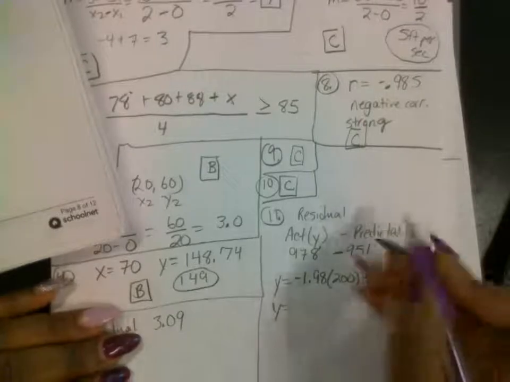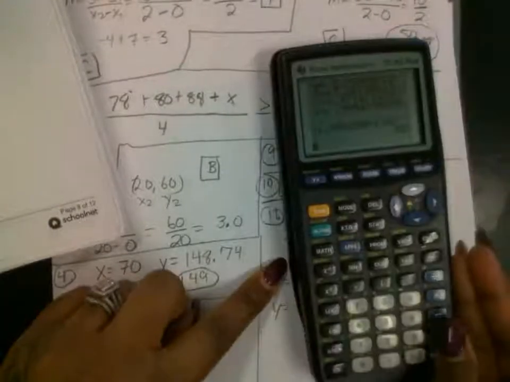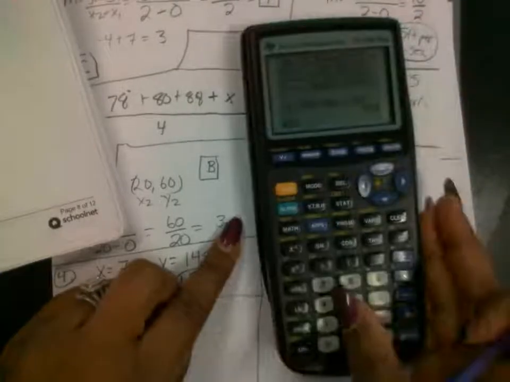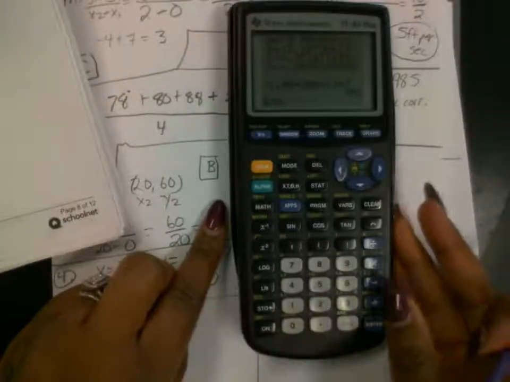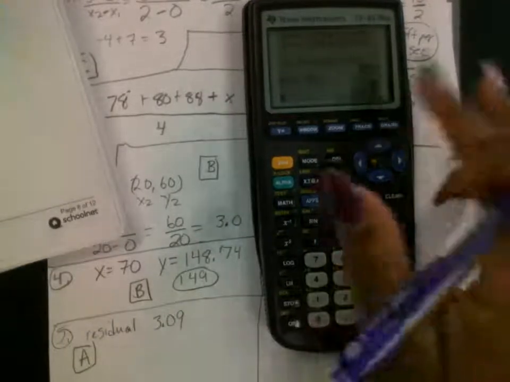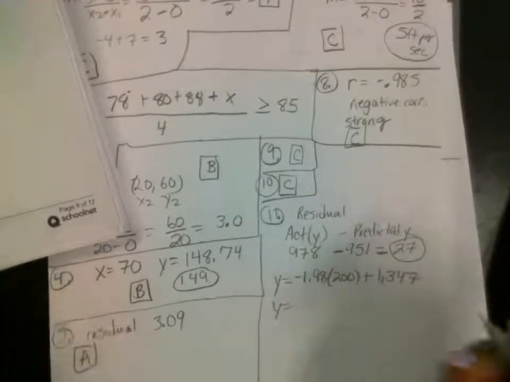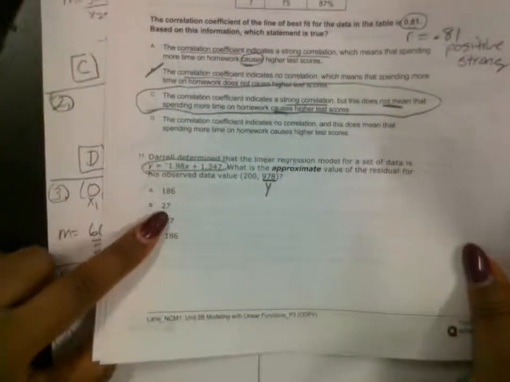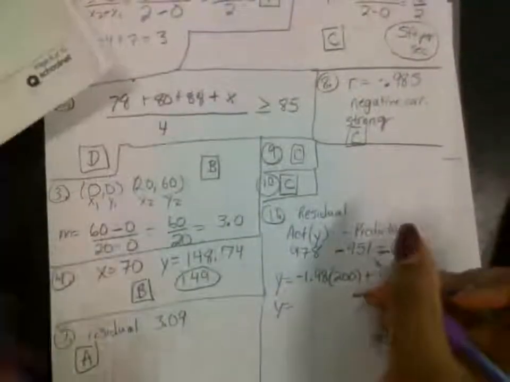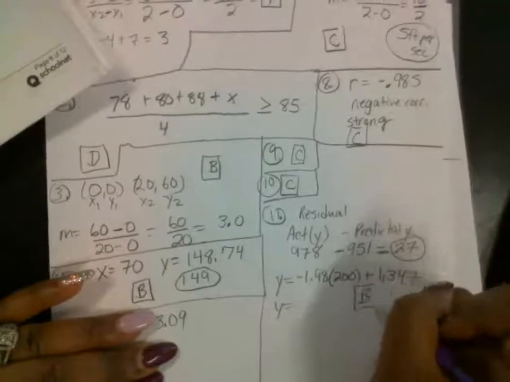Now to find the residual, again, you're going to subtract these amounts. So that's going to be 978 minus 951, and your residual is 27. That's your residual. So the answer for residual is 27. So that answer choice is B. That is number 11.